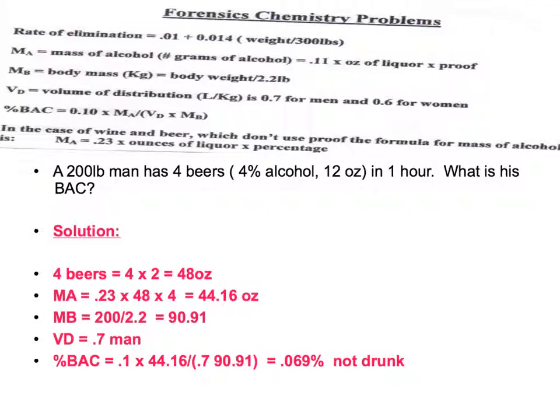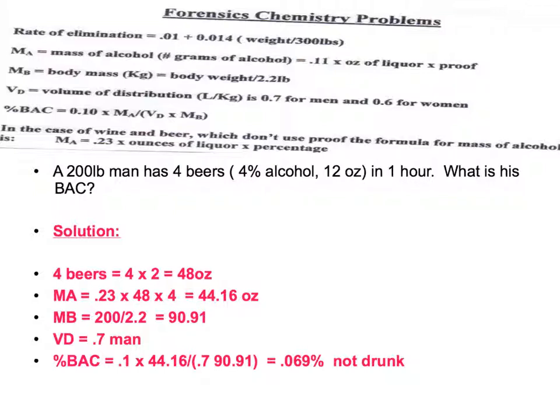So here's our problem. A 200-pound man has 4 beers. Beer has 4% alcohol, and it's 12 ounces. He drinks these 4 beers in 1 hour. What is his blood alcohol level? Well, we had 4 beers, and so we multiply 4 beers times 12 ounces and we get 48 ounces. So our mass of alcohol would be 0.23 times our 48 ounces times 4% alcohol, or 44.16 for our mass of alcohol.